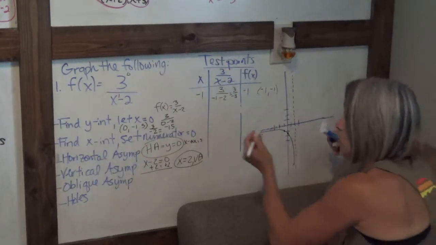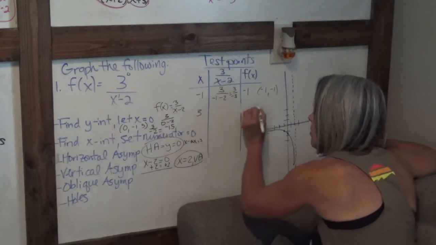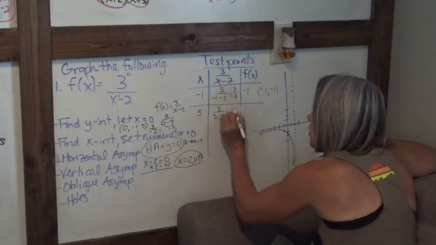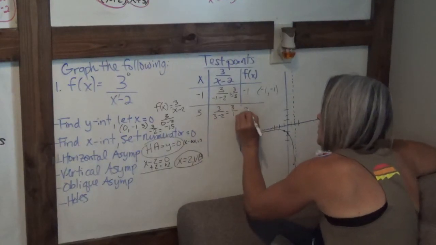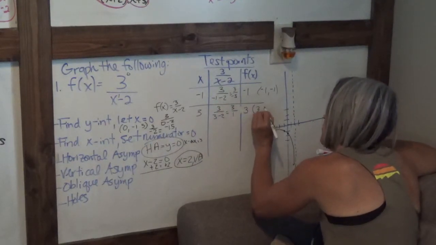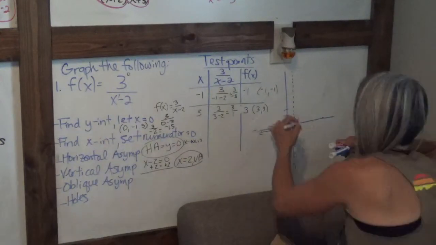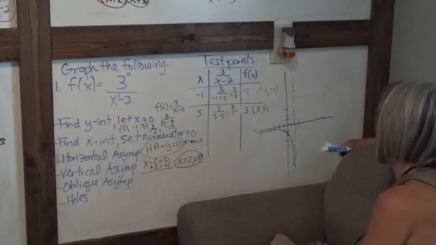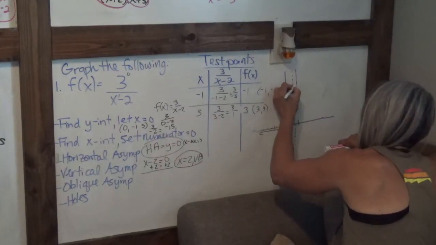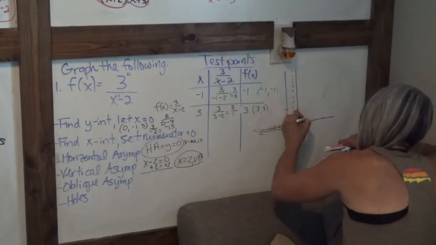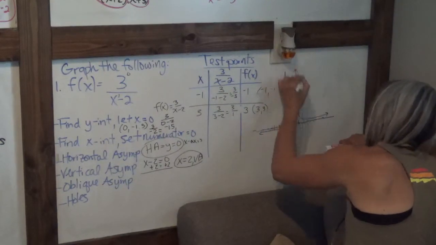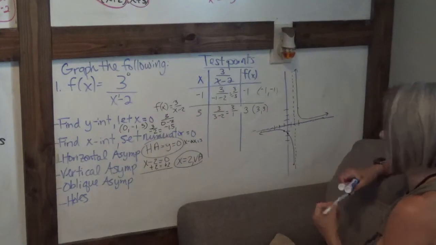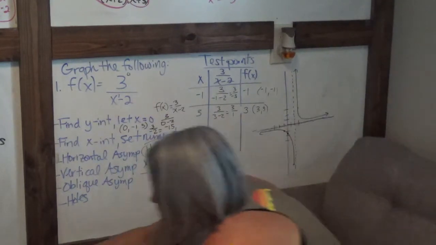Let's take a look at the right-hand side, past the 2 here. Let's choose 3 and plug in 3. 3 over 3 minus 2 is 3 over 1, so that answer is 3. So I'm plotting (3, 3). That's telling me that the graph is in this area. It's getting close to that asymptote and to the other one. So here is the graph of 3 over x minus 2.